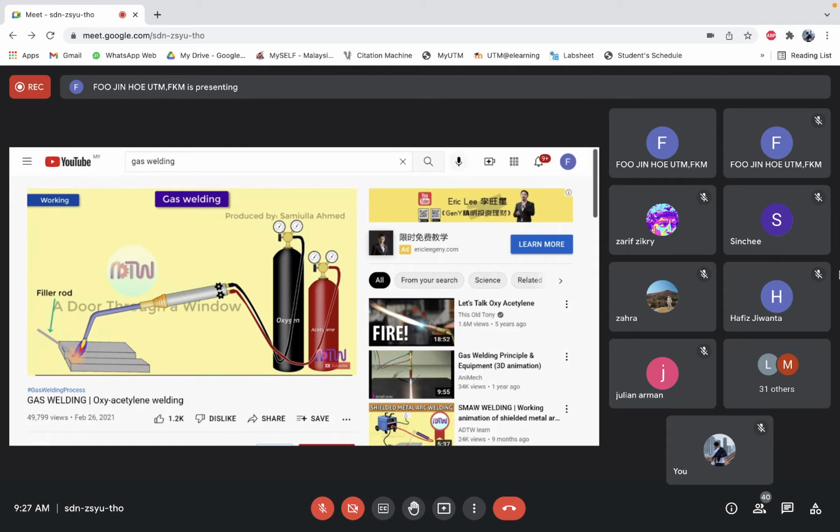The filler rod is kept at an angle of 30 degrees to 40 degrees, according to the welding technique being used. After moving the flame and filler rod along the line of the two metal plates interface, the two metal plates join together because of the melting and solidification of the metal plates interface and the filler rod.